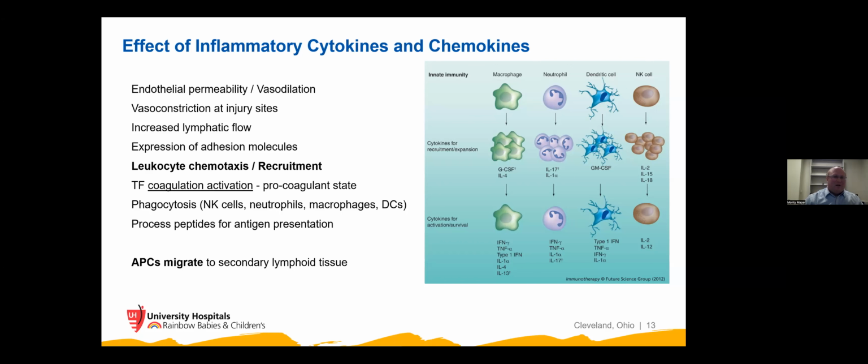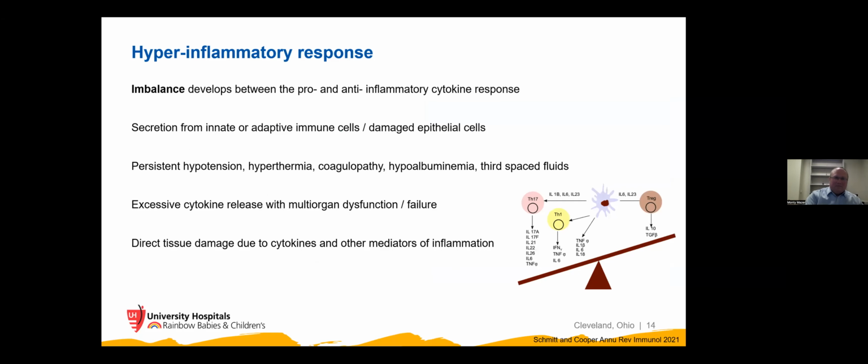At the same time, you start to have antigen-presenting cells, which are the dendritic cells and macrophages, and they'll be able to take small pieces of those peptides back to the lymph nodes, where they're able to activate T cells and B cells to initiate the adaptive response. So what happens when there's hyperinflammation?